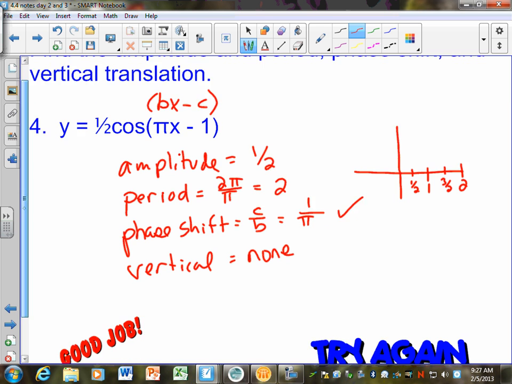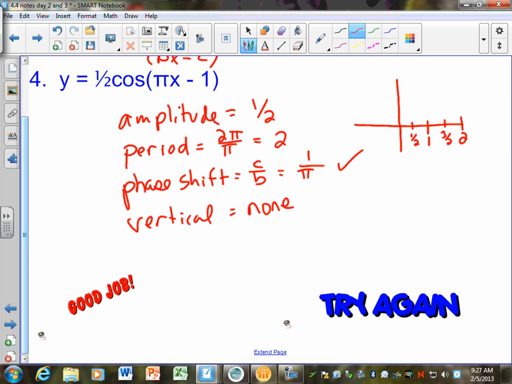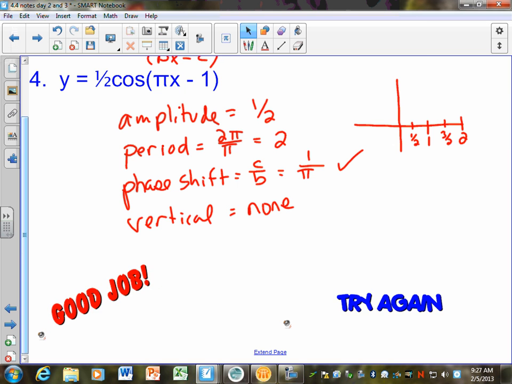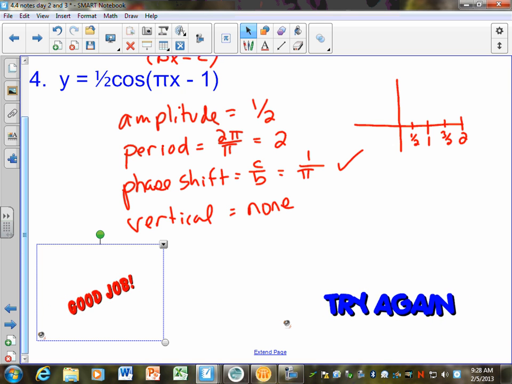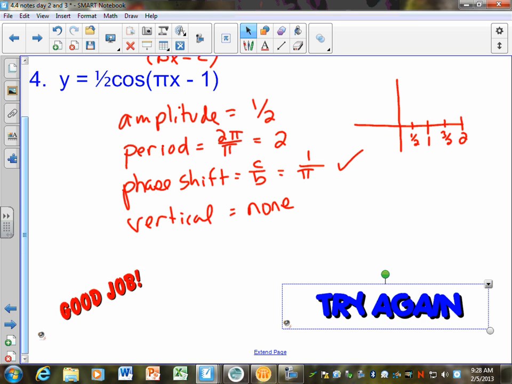We can say we did a good job or try again. There's sound effects for you too. Or try again. Don't you wish you had that on your test to tell you if you're right or wrong? Maybe not. All right, let's graph stuff.